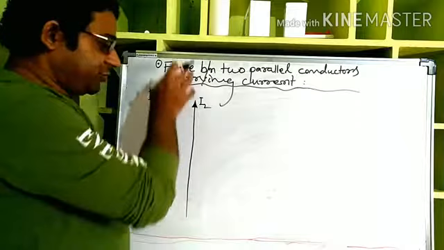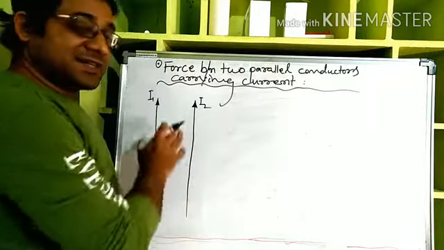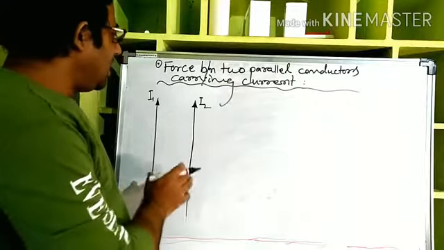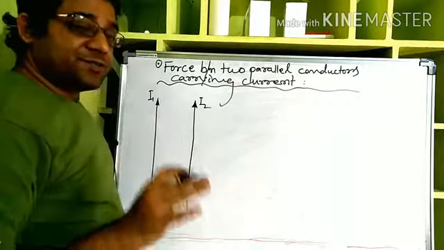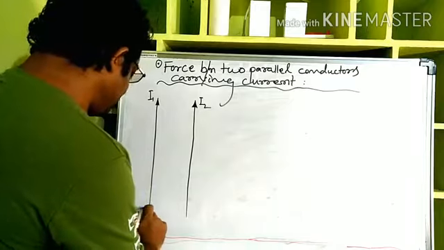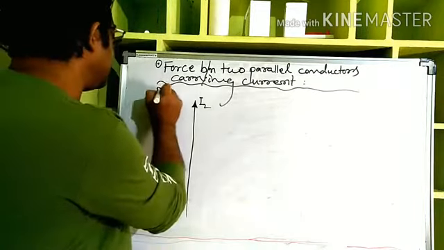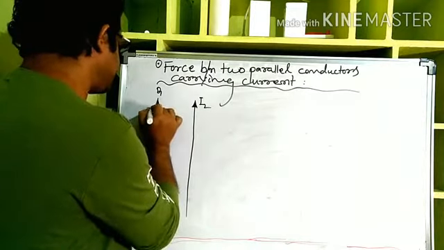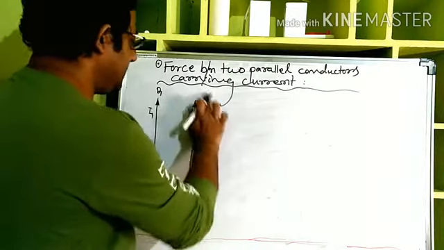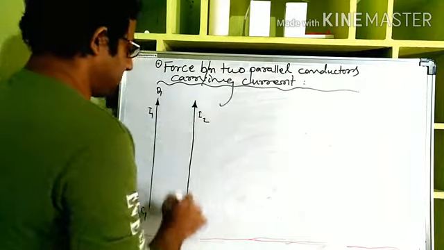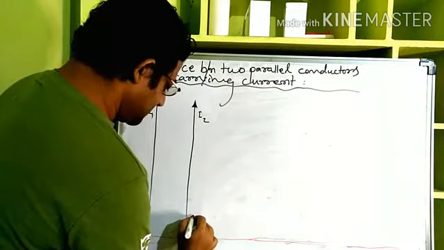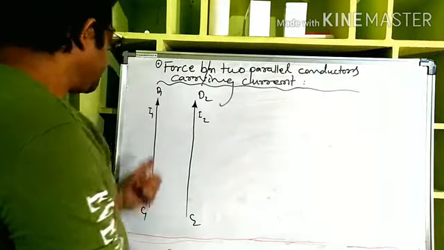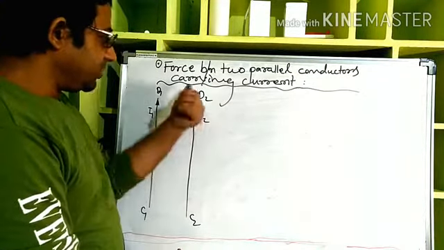Imagine that there are two long straight parallel conductors. They are carrying current in the same direction. Now, what is the force between these conductors? We are going to learn. Let us name this conductor C1 D1. I1 current is flowing in this. I2 current is flowing in the same direction along this conductor, let us say this is C2 D2. From C1 to D1, I1 current is flowing. From C2 to D2, I2 current is flowing.